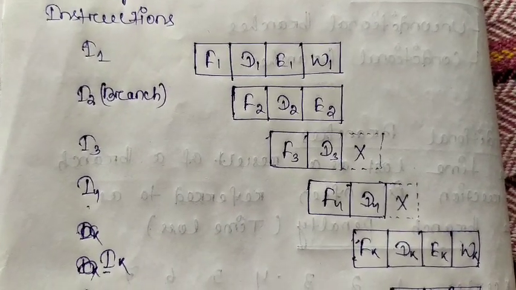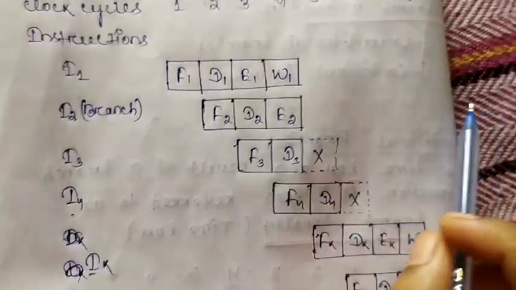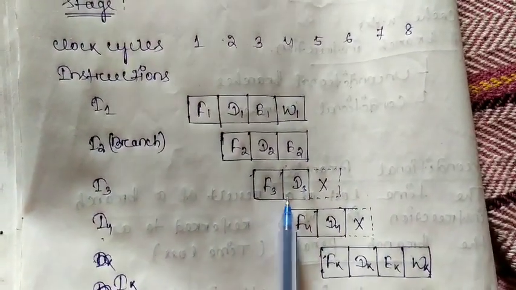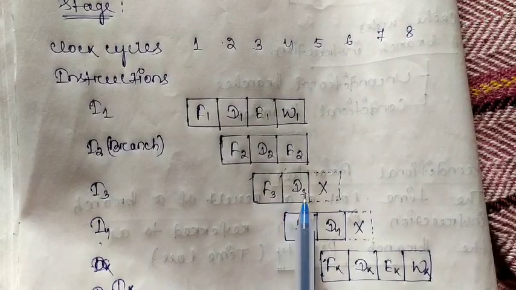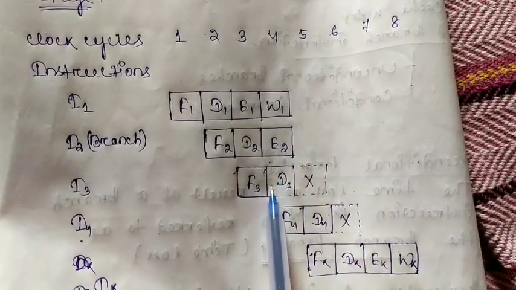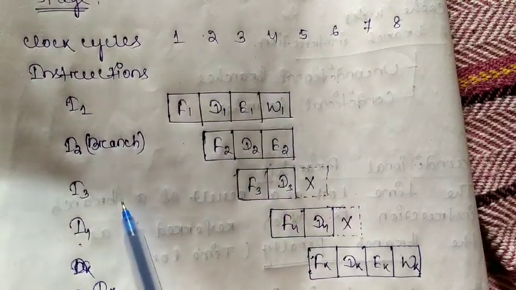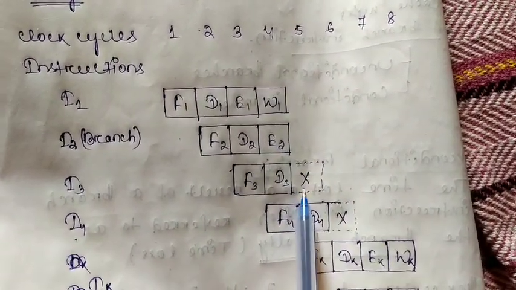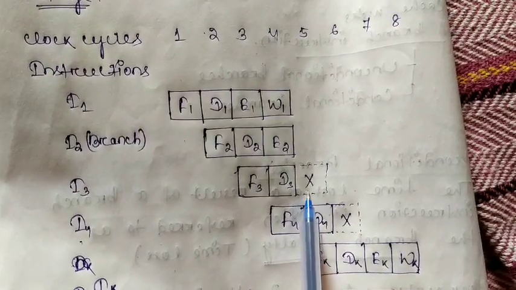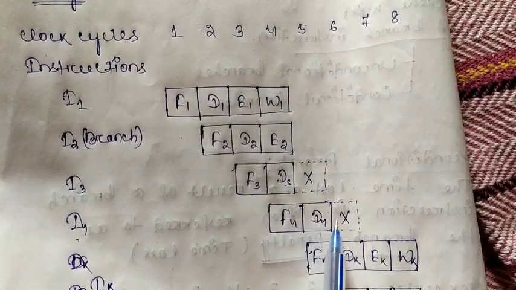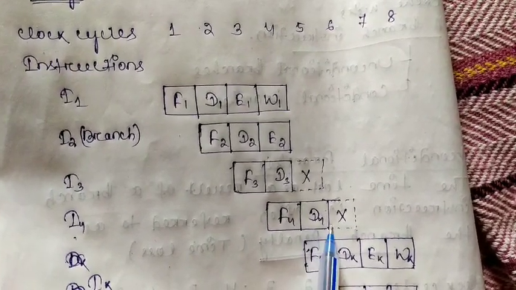Okay, so the branch address is computed in step E2. The instructions I3 and I4 must be discarded. So I3 is wrongly fetched and also decoded in the 5th clock cycle, and I4 is also fetched and decoded, but it could not be executed.